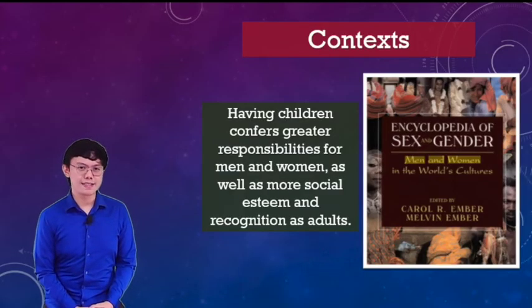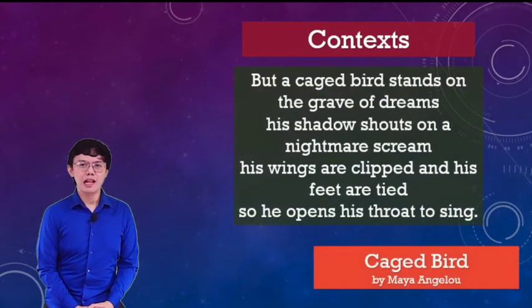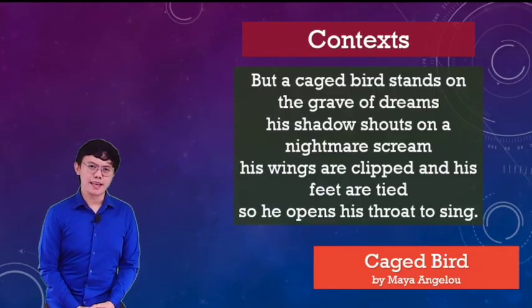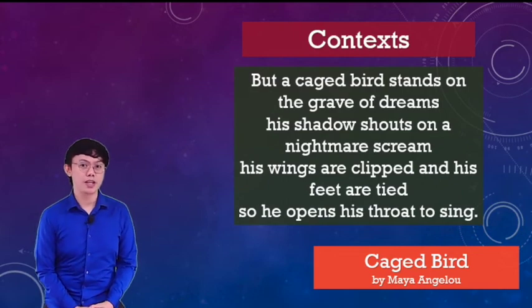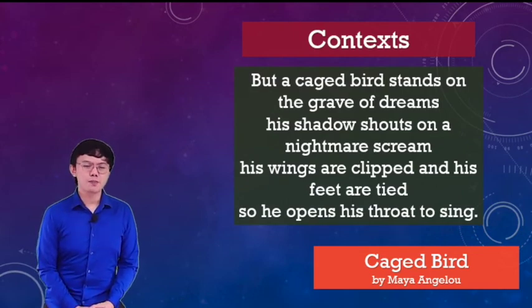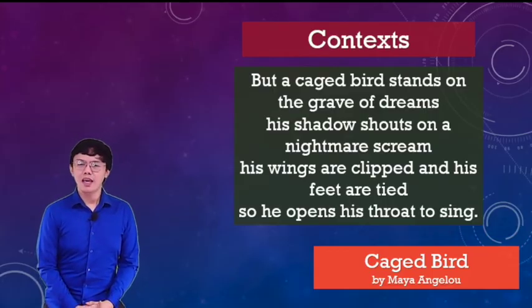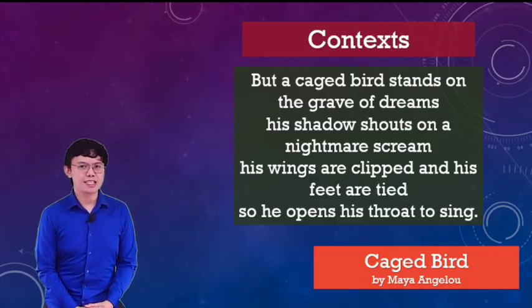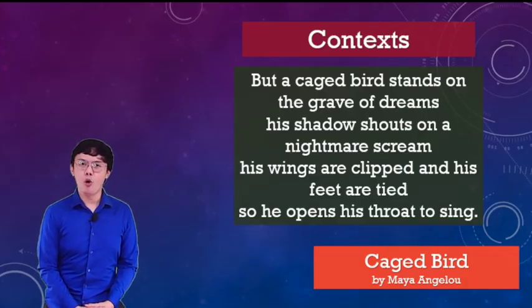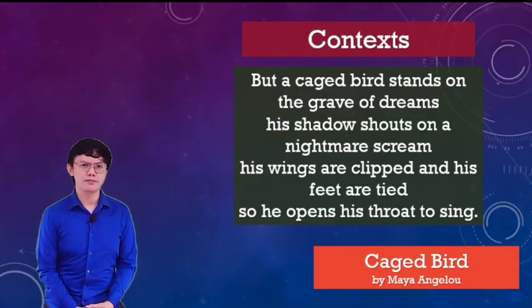How about this example? Look at this poem. What context must be explored for us to understand what it means to be a free bird and a caged bird? But a caged bird stands on the grave of dreams. His shadow shouts on a nightmare scream. His wings are clipped and his feet are tied, so he opens his throat to sing. Again, what context must be explored, grade 12? Write your answer in the comment box.